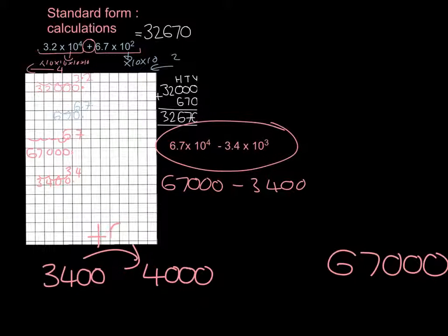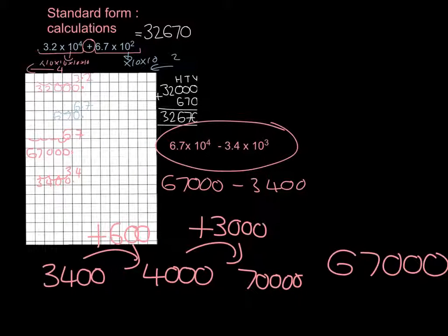I can add on 600. That gets me to 4,000. If I get to 7,000, I can then get straight to the final answer. So that would be by adding 3,000. That gets me to 7,000. And then I just need to add on 60,000. And that's going to give me my final answer if I add those together.